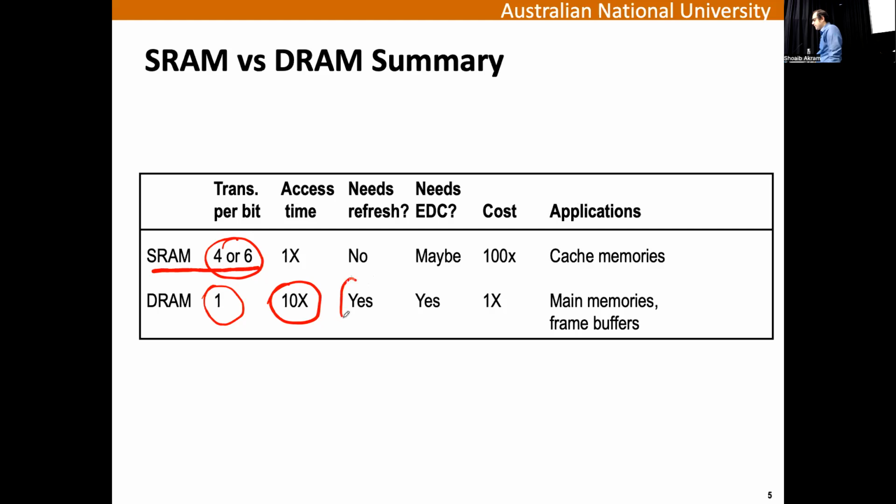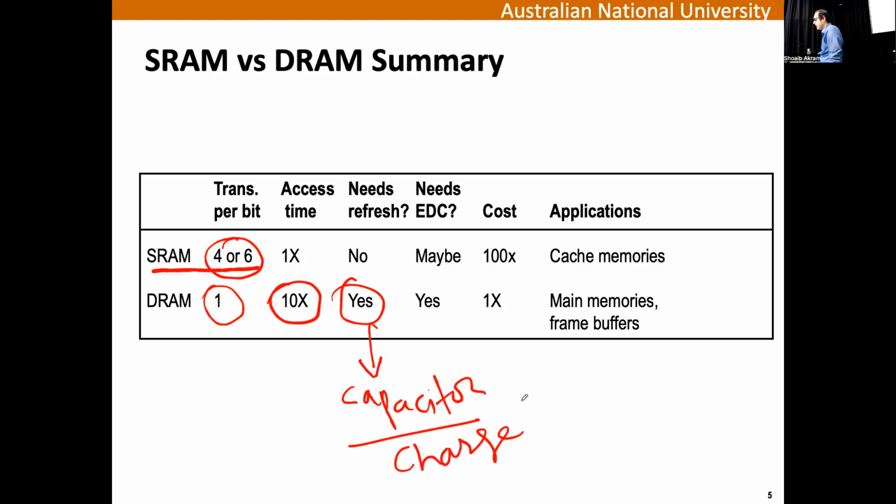DRAM actually uses, if you can refresh your knowledge of physics, a capacitor to store charge. And capacitors lose information over time. They lose charge over time. The SRAM cell has flip-flops, and there's a feedback loop, and there's a constant flow of current, and you don't lose charge over time. So that's why DRAM, we need to refresh from time to time.